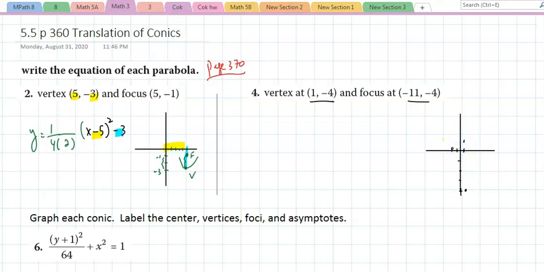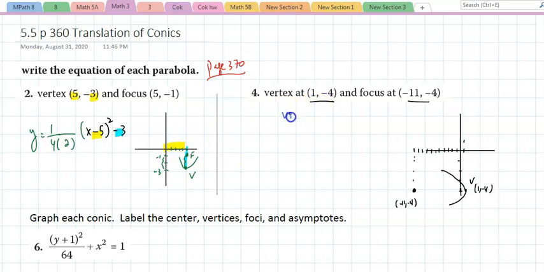Negative 11, negative 4, and this is 1, negative 4. So if this is the vertex, I know the parabola opens to the left. It is x equals. Now, again, if you're having a hard time with this, and we're going to do this for all those shiftings, I suggest you switch things around. We're not used to this.